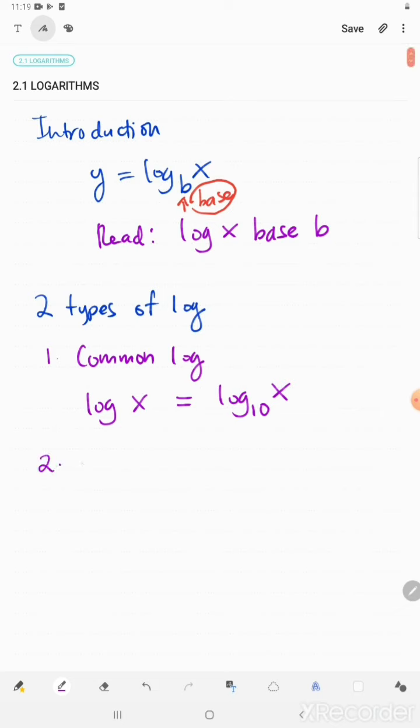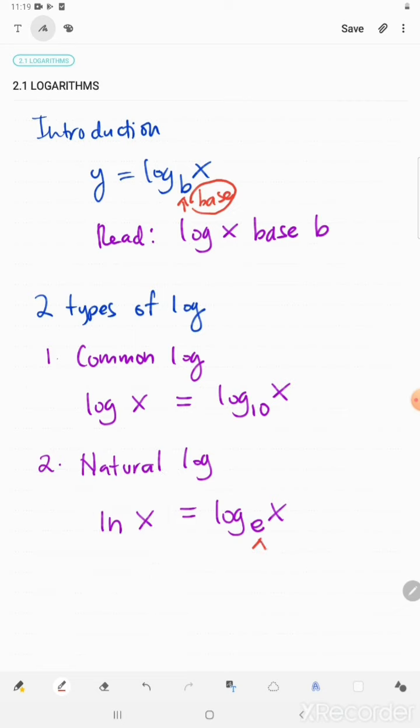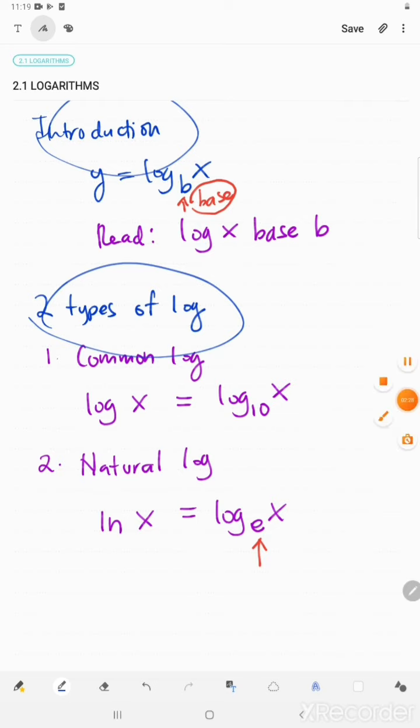And the second one, we call it natural log. ln x is equal to log x base e. So you have to take note that ln is also log, but it contains base e. I hope you can remember this. Now we already discussed the introduction and also two types of log. Next we proceed with the laws of log.